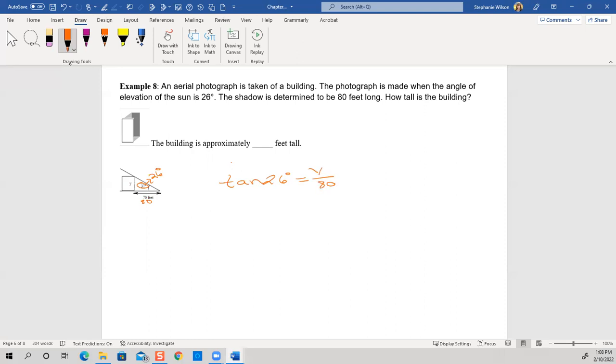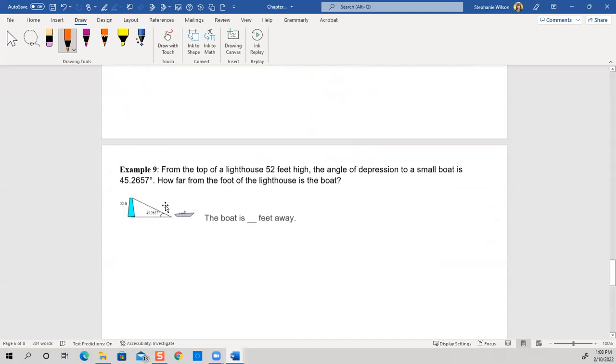To solve for Y, I multiply both sides by 80 because it's in the denominator. So Y is equal to 80 tangent 26 degrees. Let's plug that in our calculator. I get 39 feet, point 0 rounded to the nearest tenths. I'm just going to go ahead and say 39 feet tall. So it's approximately, it's not exact, because we do come up with a decimal place.